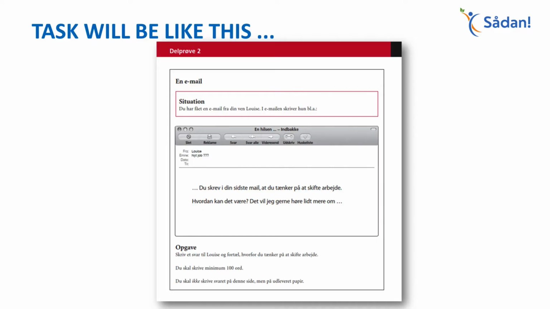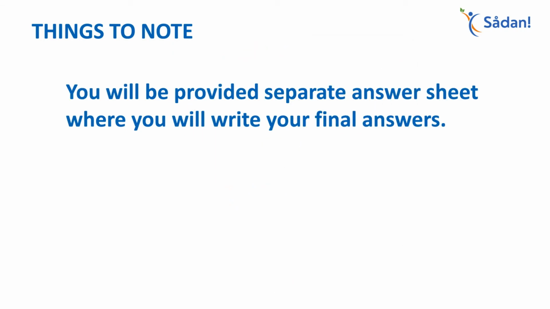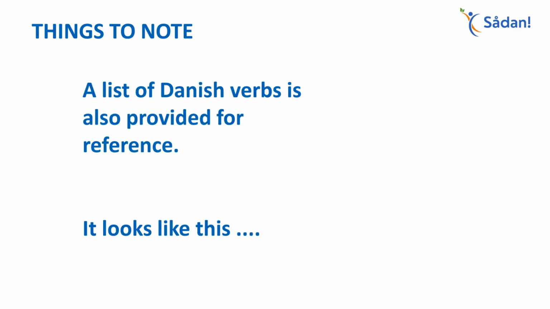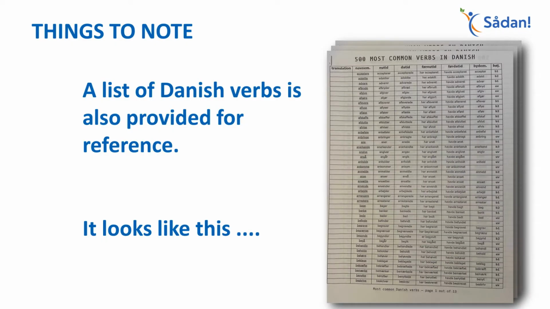Some things that we should note here are: there will be a separate answer sheet provided, where you will write your final answer. Also, a blank sheet will be provided for rough work, where you can plan or organize your write-up before you do the final answer in the main answer sheet. You will also be provided a list of Danish verbs for your reference, and this list of verbs looks like this. It is around 13 to 14 pages of the 100 most common verbs in Danish.